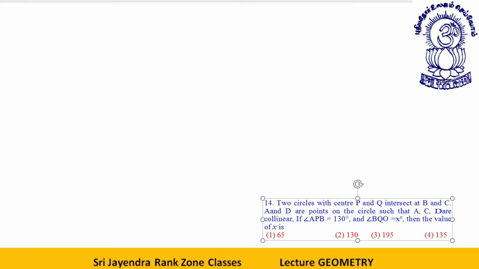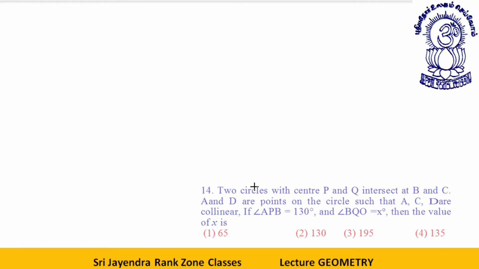Sorry. Yeah. The next question is: two circles with centers at P and Q intersect at B and C. A and D are the points on the circles such that A, C, D are collinear.